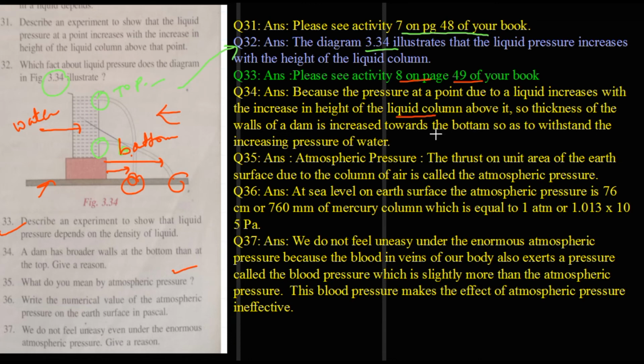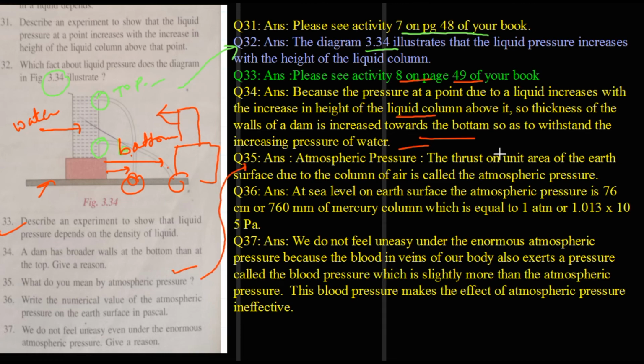So the thickness of the wall of the dam is increased towards the bottom so as to withstand the increasing pressure of the water. Here pressure would be more, so the thickness of the dam wall would be more. Here the wall would become broader, and here the wall would become less broad, right? So question number 35 is explained here.